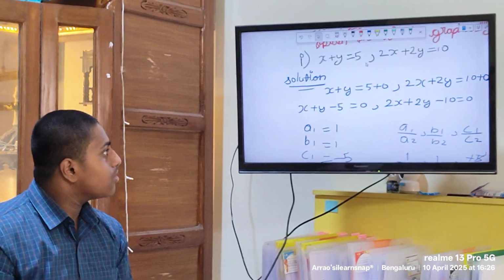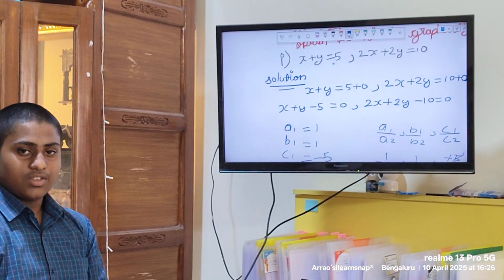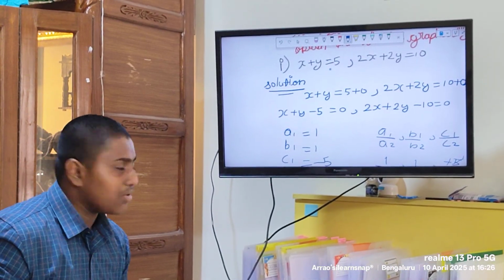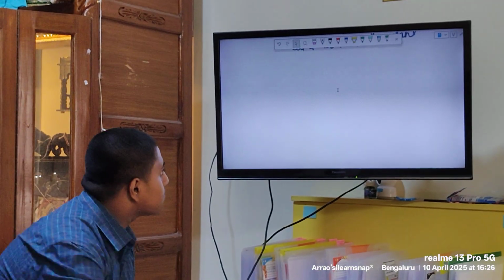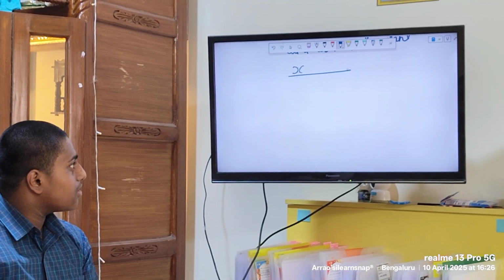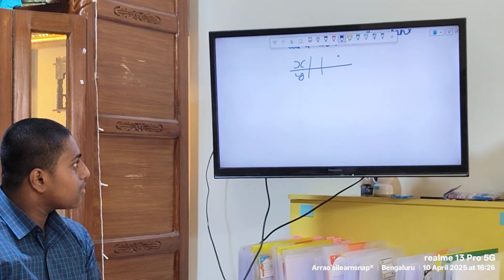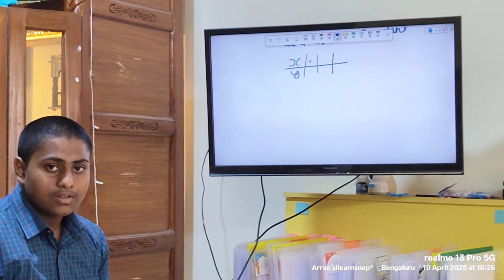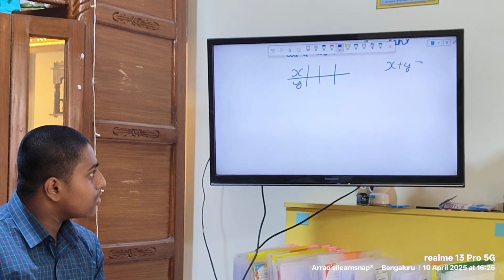I think the first equation seems to be easy. Yes, x plus y is equal to 5. I am going to take x plus y is equal to 5. Now you have to find the coordinates. Before that, write the table with x and y, and write the equation on the side: x plus y is equal to 5.